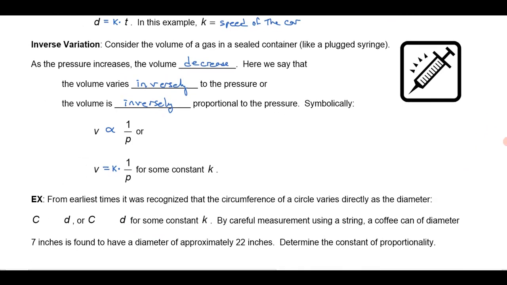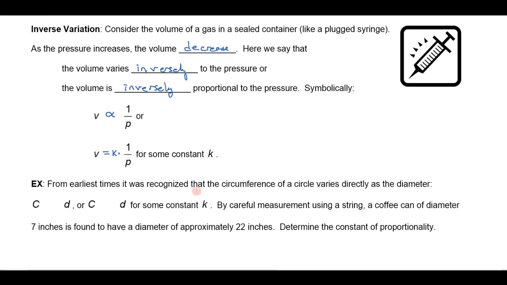Okay, so here's an example of the proportionality. From earliest times it was recognized that the circumference of a circle varies directly as the diameter. So that means that the circumference is directly proportional to the diameter. As the diameter gets bigger, the circumference gets bigger. And so that means the circumference has to equal some constant times that diameter.